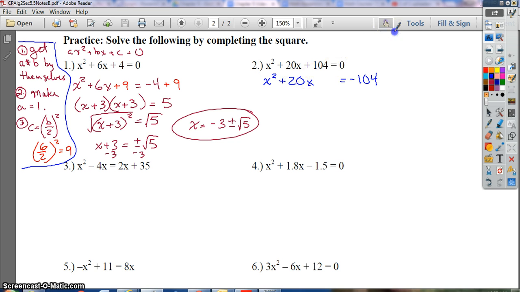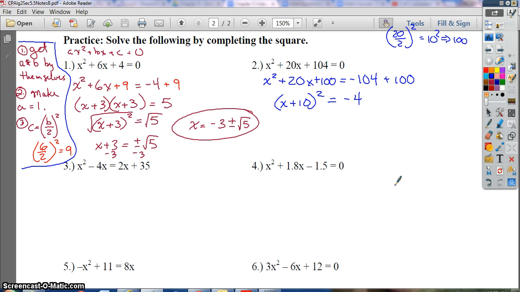Let's take half of 20 and square that. So 10 squared is equal to a full 100. So that's what we're going to add to both sides. 100 to both sides. Okay. On the left side, leaving the square, this would be x plus 10 squared. This equals negative 4.